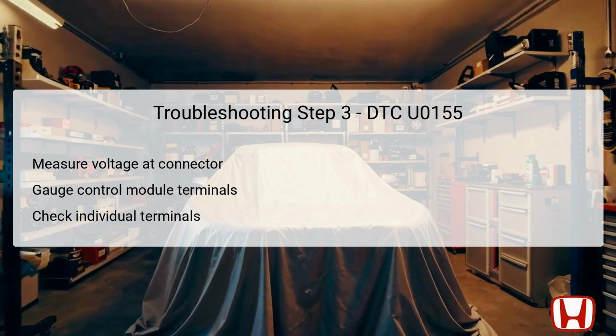In this step, it's imperative to measure the voltage at the gauge control module's 32P connector terminals, specifically terminals number 16 and number 32. Using a multimeter, you will check the voltage between body ground and each terminal individually. This action is critical for affirming whether battery voltage is reaching the gauge control module appropriately.